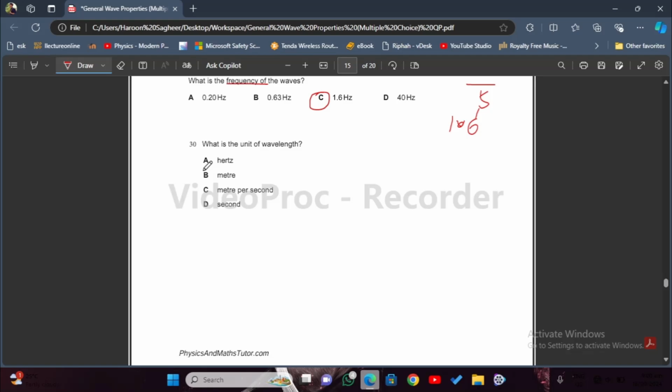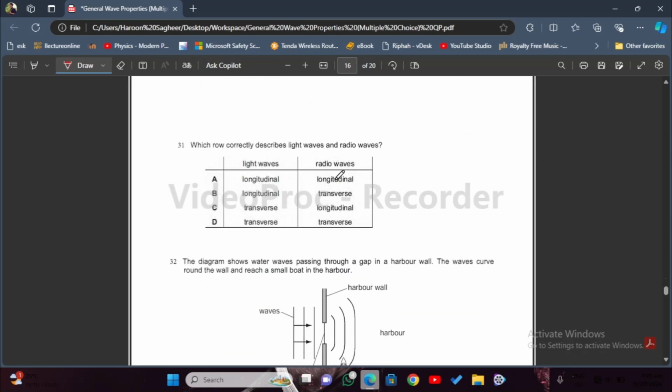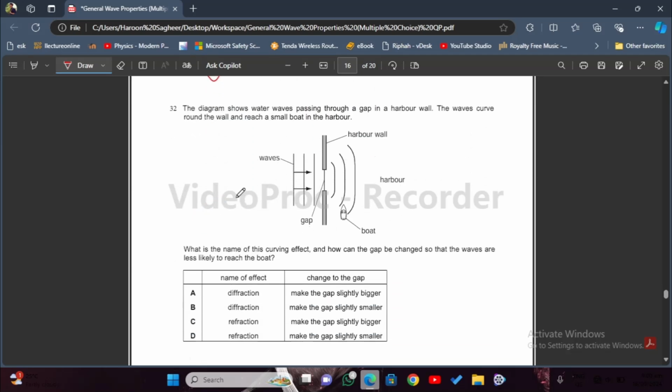Now, what is the unit of wavelength? We already know this. This is meters. Wavelength is basically the length, so we have to take it in the units of meters. Which row correctly describes light waves and radio waves? Both are transverse. Let's go for option D. Okay, now this is the same question that we have done.